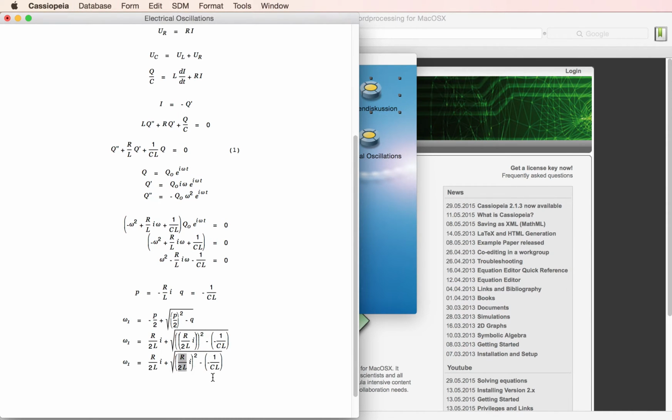Okay, i squared becomes minus 1. And this becomes plus. Okay, so this approach with this constant is the general solution for our differential equation.